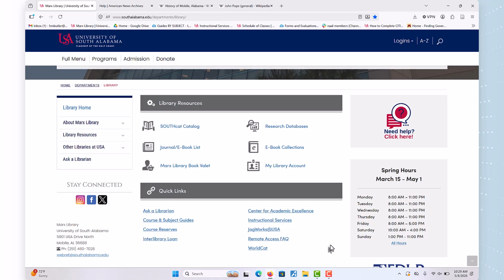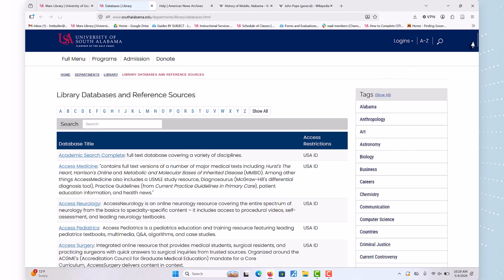Hello, this is Heather, and today we are going to be looking at the Mobile Press Register collection. This is an online database that we can search.